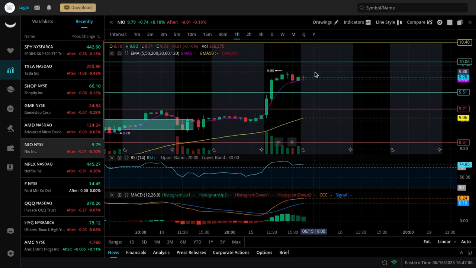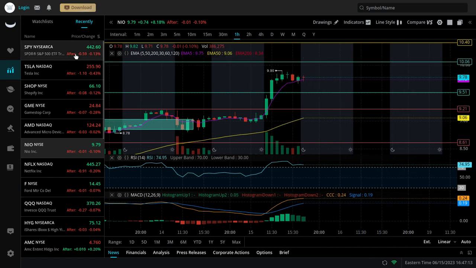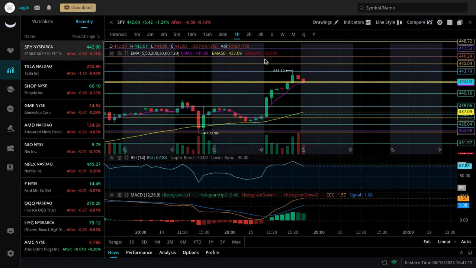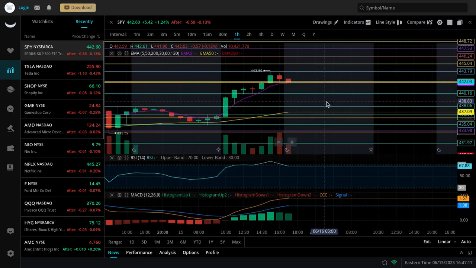Now, overall, the trend is still strong. There's a good chance it's going to try to test $10, but I don't know if it's going to get rejected or not. It's going to depend on the market, and we have lots of options expiring. So we'll see if the shorts try to double down or try to fight.